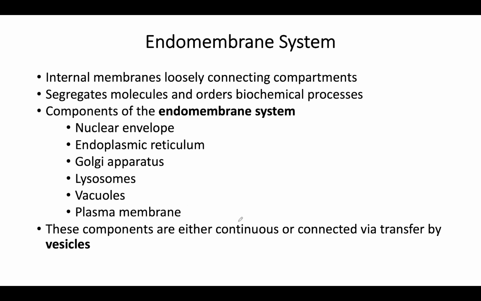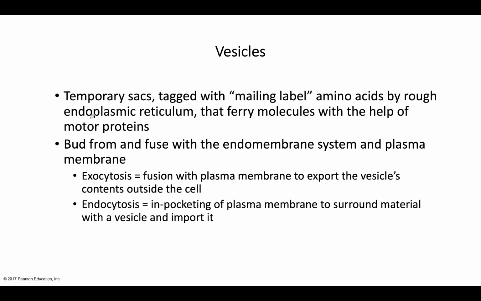These components are either continuous or connected via transfer by vesicle. A vesicle is a small, tiny sac, tagged with a mailing label of amino acids by rough endoplasmic reticulum, that carries a molecule with the help of motor protein. It buds from and fuses with the endomembrane system and plasma membrane. And this vesicle participates in exocytosis and endocytosis.